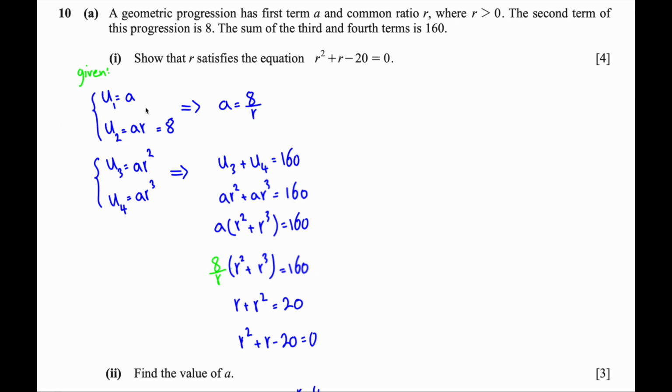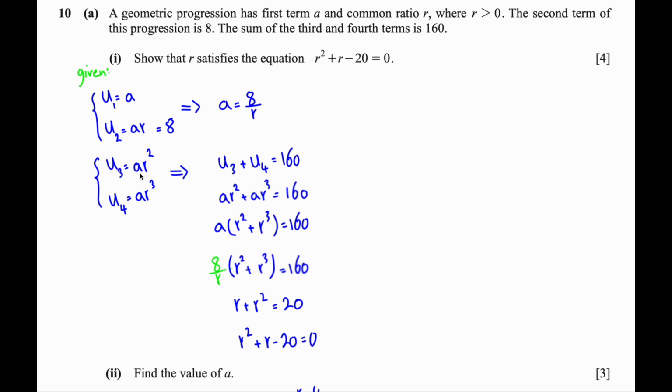So I'm going to start with what's given to me and basically change some notations from the conventional one. So instead of U1, we have A, that's the first term. u2, since it's geometric, is basically A times common ratio, and that is 8. So right there I can find A to be 8 over r. Why? Because I'm going to use it in the next part.